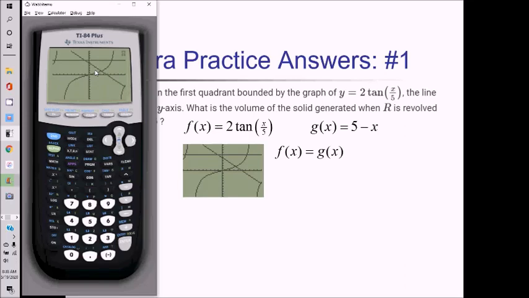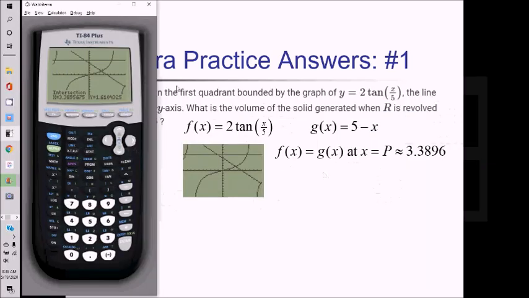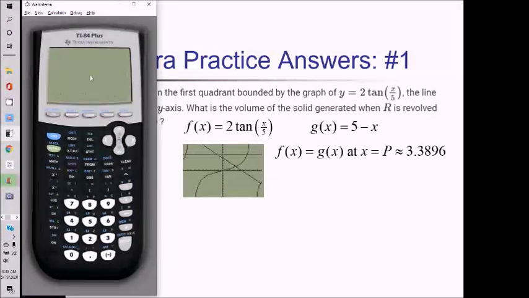To find that, let me do second trace, option 5, intersect. Let's see here, move my spider along this curve, press enter. Second curve, let me just make sure I'm on the right curve here. Yep, that's the one I want. Press enter, and then press enter a third time. Come up with about 3.3896, which I'm just going to refer to as p hereafter. And I'm also going to store it on my calculator. Let me quit out of there, and let me save that value. So I'll store that as alpha p. There we go. Now I'm not worried about losing it.